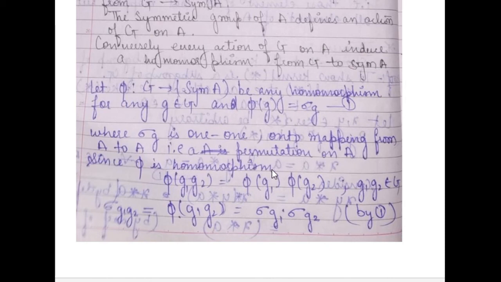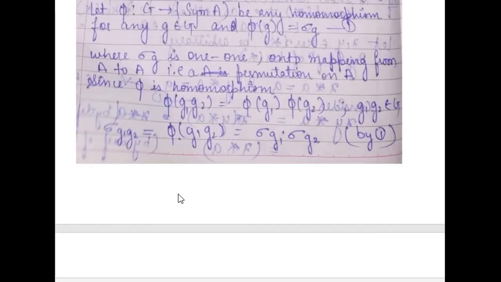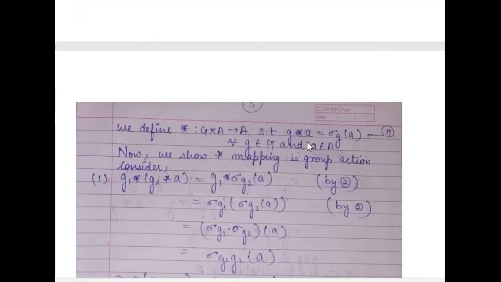Since phi is a homomorphism, it preserves composition. So let g1 and g2 be two elements of G. Then phi(g1 g2) is equal to phi(g1) into phi(g2) for all g1, g2 belonging to G. So this implies sigma g1g2 is equal to phi(g1 g2), which is equal to sigma g1 into sigma g2. So we have this property.